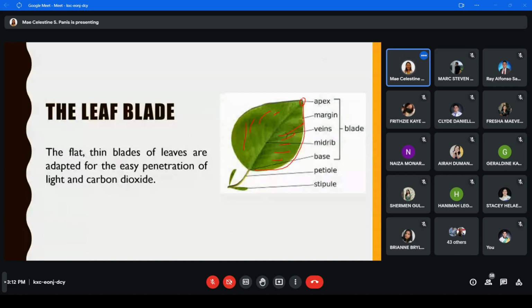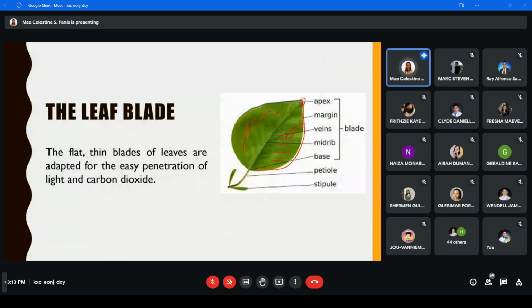Sabot na class? Okay. Ending, ma'am, ang base? Murag boundary. Okay. So si base, parang boundary siya between the petiole and the blade. So it is located there. So that's the external structure of the leaf.